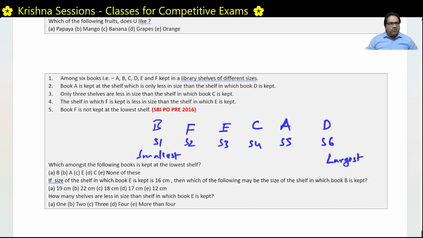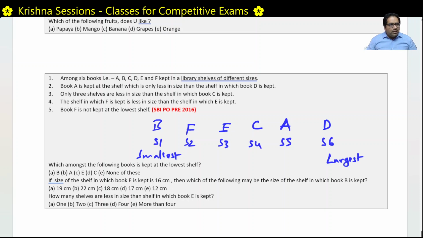Now, if the size of the shelf in which book E is kept is 16 centimeters, which of the following may be the size of the shelf in which book B is kept? Do we actually need to solve any of this problem here? The sizes don't matter. Whether it is 16 or whatsoever, what matters is whether these numbers are greater than 16 or less than 16. 19 is greater than 16, 22 is greater than 16, 18 greater than 16, 17 greater than 16. That means the correct answer is the one smaller than 16.